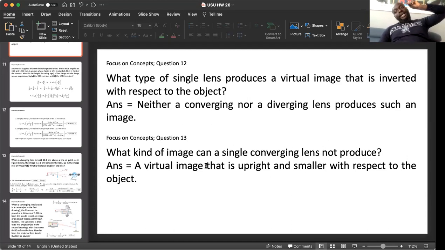But when a converging lens produces an upright image, that image is always virtual, and it is magnified, larger than the object, so it's never diminished. It's only a diverging lens that produces a virtual image that is diminished. Okay.